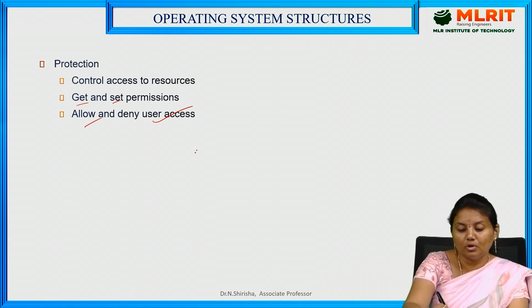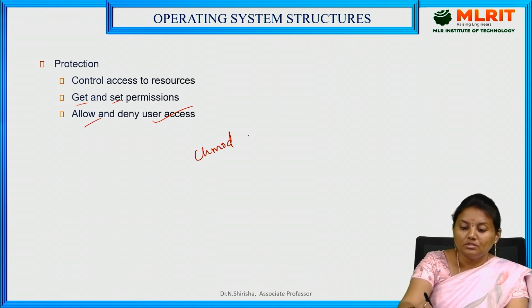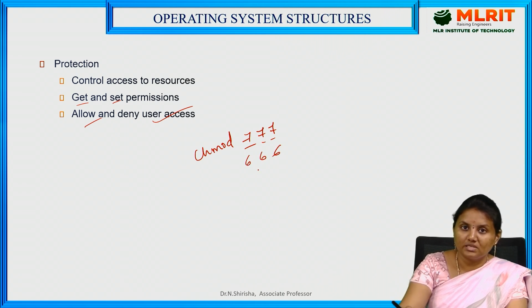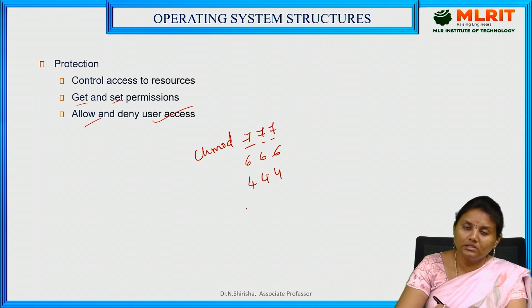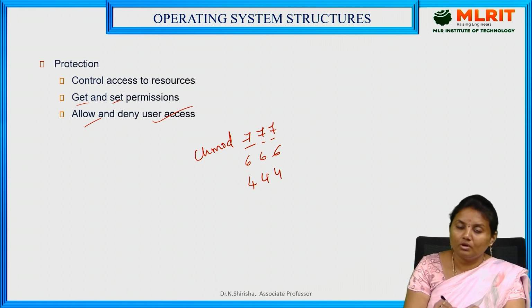So chmod is a command that is used to change the permissions. If you give 777, then you are giving all permissions for users, others and group also. Suppose if you are giving only 6, that means you are stopping the execute permission. Like that, with 444, you are giving only the read permissions.